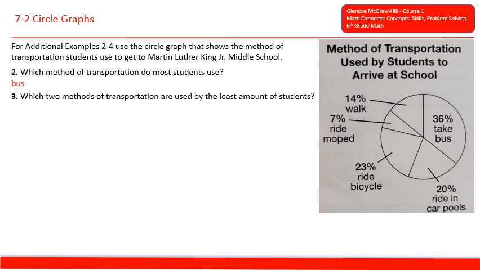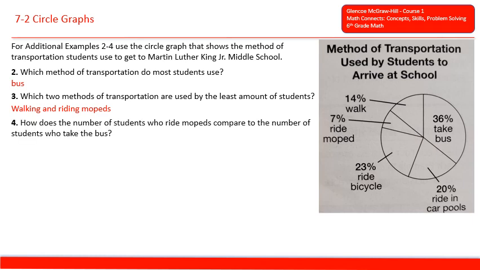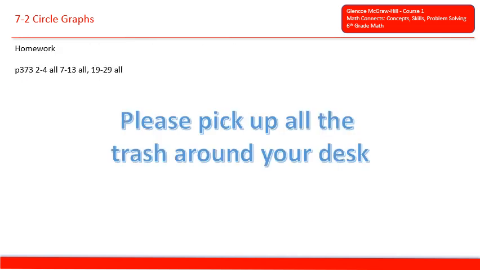Which two methods of transportation are used by the least amount of students? So walking and riding the moped, right? 7 and 14% are the two smallest groups. How does the number of students who ride mopeds compare to the number of students who take the bus? About 5 times the number of students that ride mopeds ride the bus, right? 7 times 5 is 35, and it's 36. So that is roughly almost, not quite, but almost exactly 5 times.